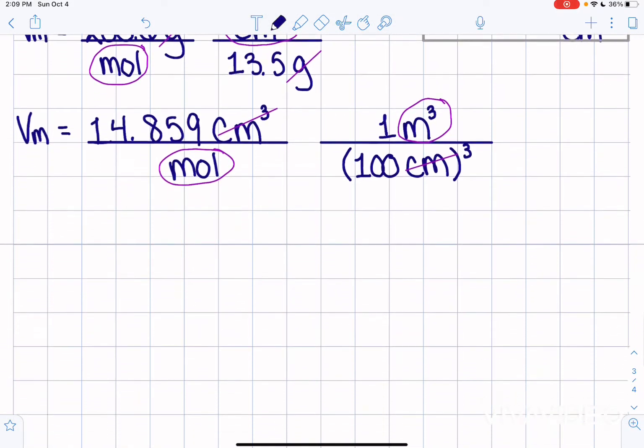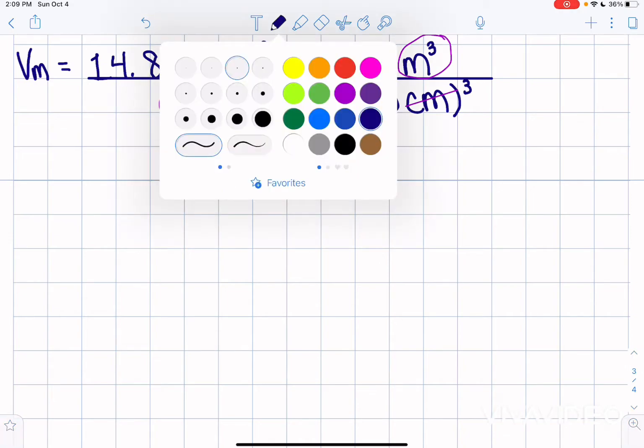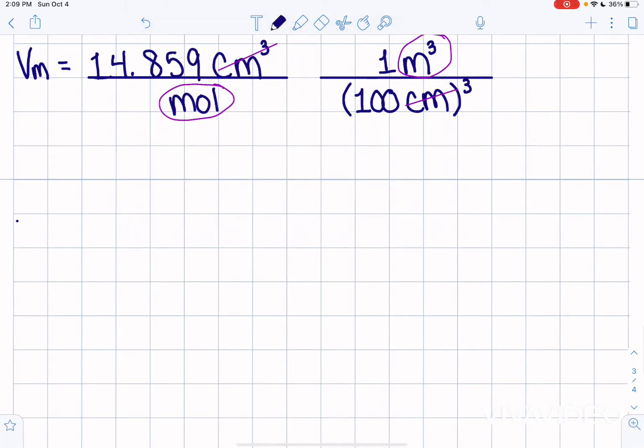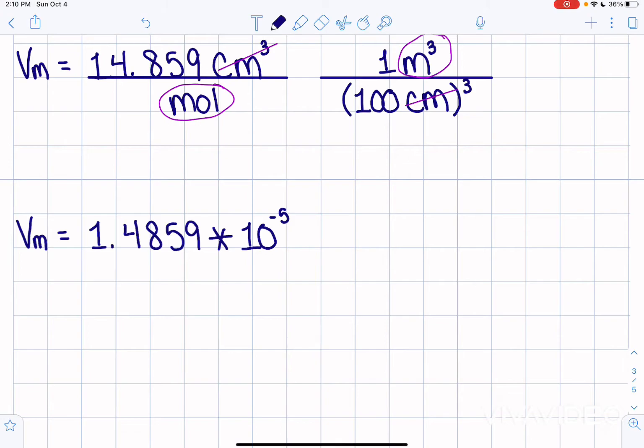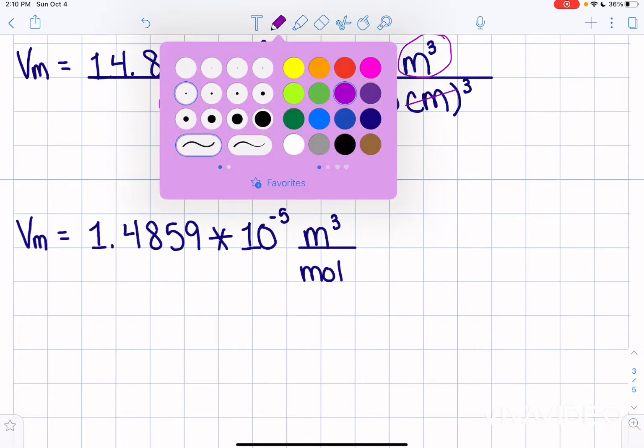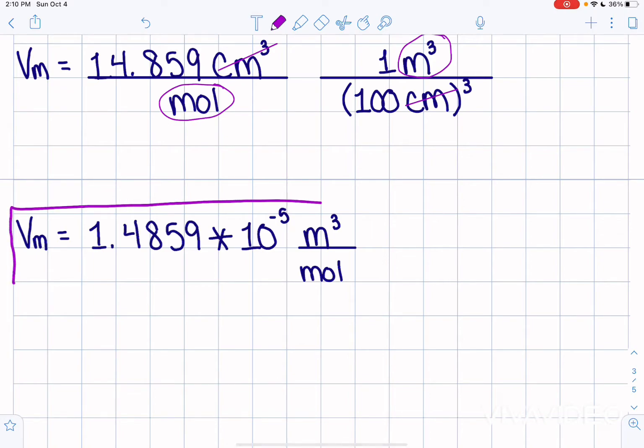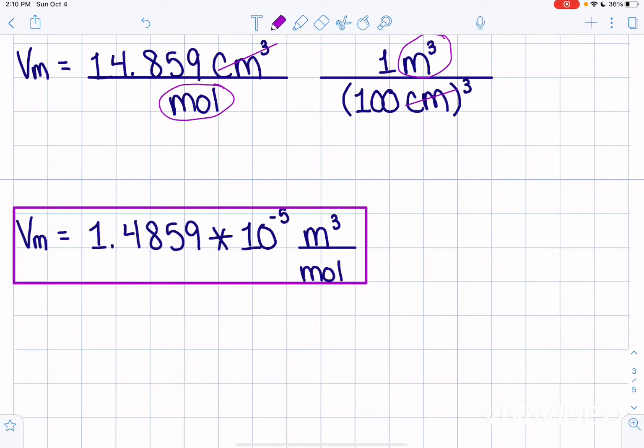And then, don't mind my scrolling, we have that our molar volume is 1.4859 times 10 to the negative 5th power meters cubed per mole. Now I'm going to go ahead and put a box around this just to make it easier to find later whenever we are trying to plug everything in.